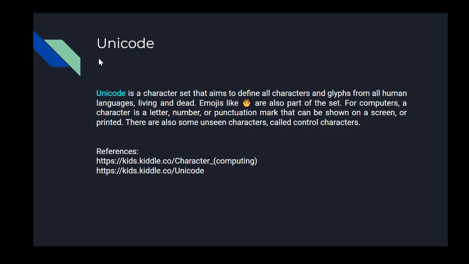What is Unicode? Unicode is a character set that aims to define all characters and glyphs from all human languages, living and dead. Emojis are also part of the set. For computers, a character is a letter, number, or punctuation mark that can be shown on a screen or printed. There are also some unseen characters called control characters. For references on how to learn these, I will put the links in the description, and you can look at what they all are.